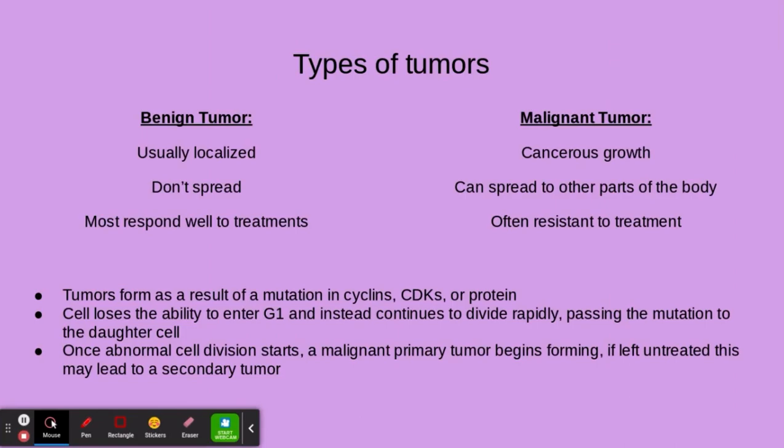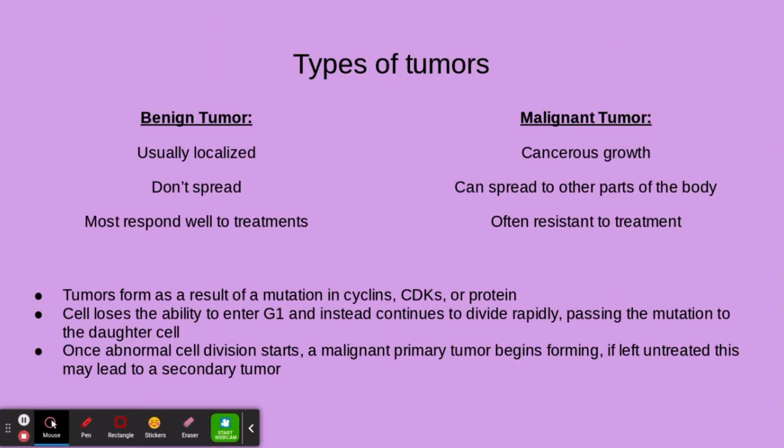Benign tumors usually are localized, they don't spread, and most respond well to treatments. Malignant tumors are cancerous growths. They can spread to other parts of the body, and they are often resistant to treatments.